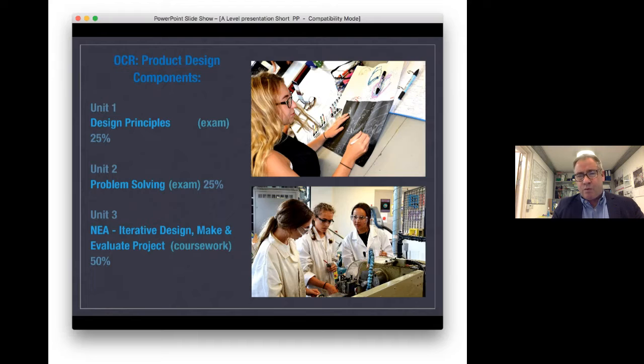But as I say, this will be much more in depth, and we pride ourselves in really big prototypes and innovative results. Now, the two exams, number one, the principles paper is very similar to your GCSE, and we'll look at that in a minute. The problem solving paper, which is 25%, is specifically around business studies, and I'll talk you through that. So that's quite new. So there are your three components.